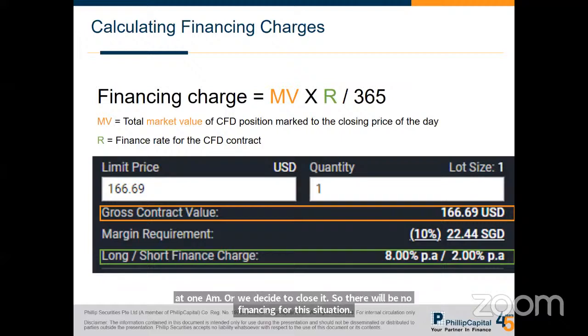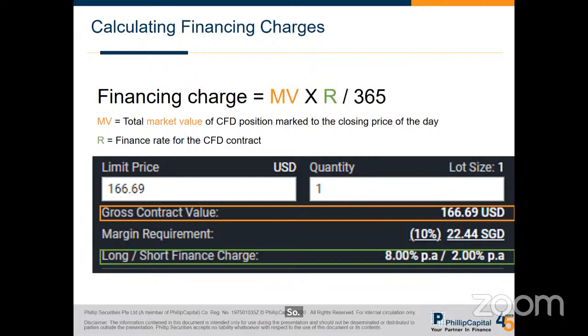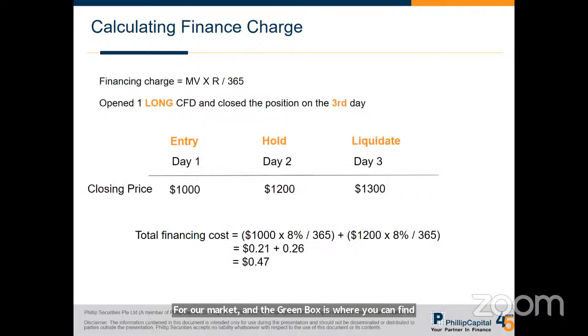So here's how to calculate the financing charge. This is the formula: your market value multiplied by the rate divided by 365. The orange box is where you can find your market value. Do note that we only use the closing price for our market value. And the green box is where you can find the financing charges.